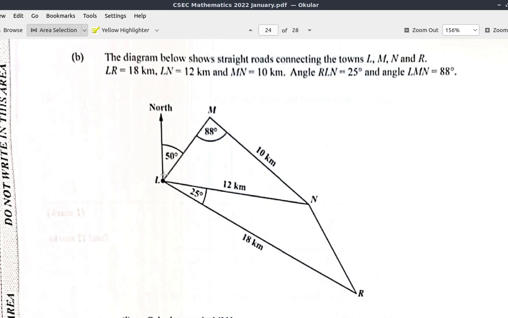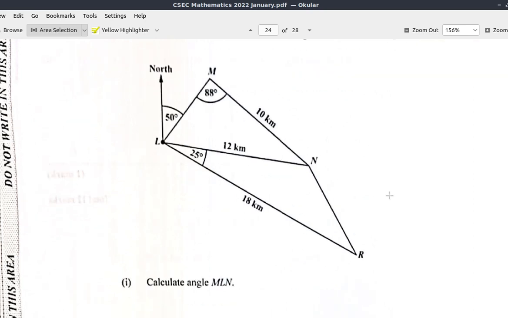LR is 18 kilometers, LN is 12 kilometers, MN, M to N, is 10 kilometers, and angle RLN is 25 degrees. Angle LMN is 88 degrees. So you see all of them on the drawing here.